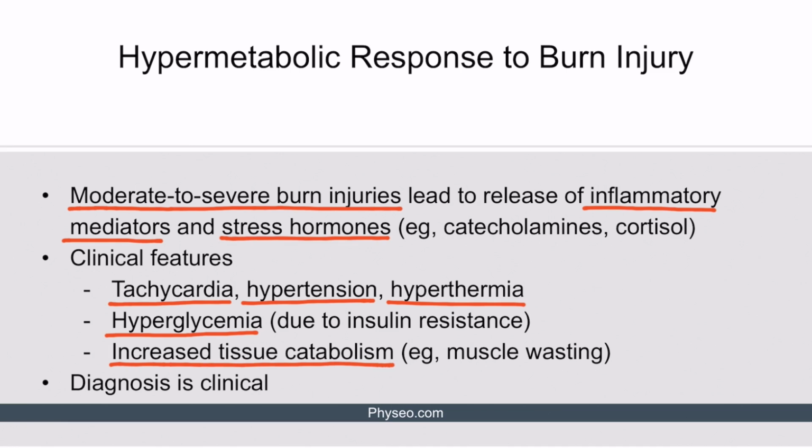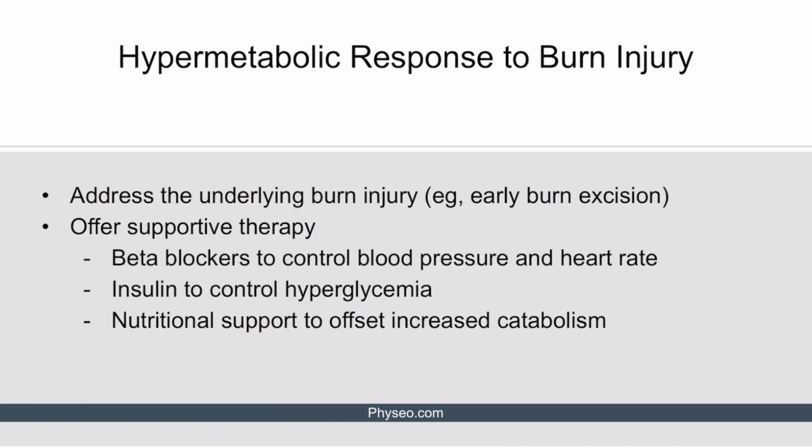The diagnosis is clinical, based on the aforementioned clinical features in the proper clinical setting. The typical first step in management is to address the underlying burn injury, such as with early burn excision or grafting. The clinician should then offer supportive therapy to subdue the out-of-control sympathetic response. This can be achieved with beta blockers to control blood pressure and heart rate, insulin to control hyperglycemia, and careful nutritional support to offset the increased catabolism.